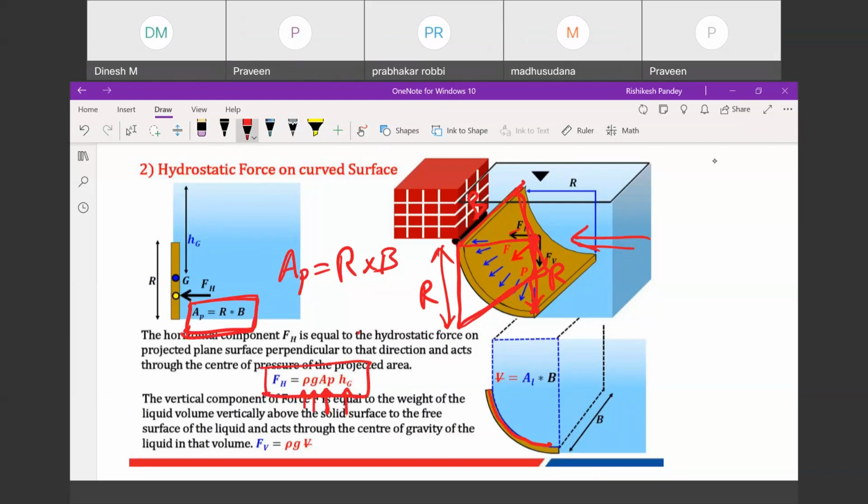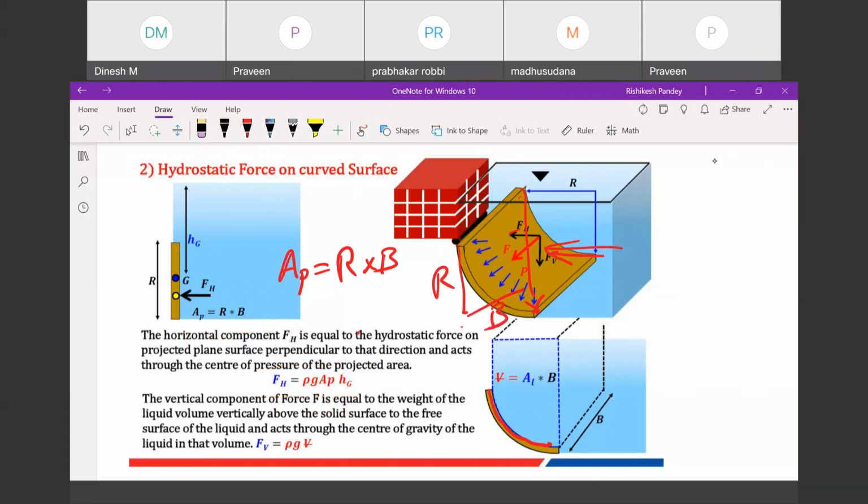Now area will be what? The projected area, not the circular surface area, or sorry, the curved surface area. No, not that one. The projected area. From here you see how it looks like. It will look like a rectangular surface whose projected area will have height R and depth B. So R multiplied by B. This is the projected area.